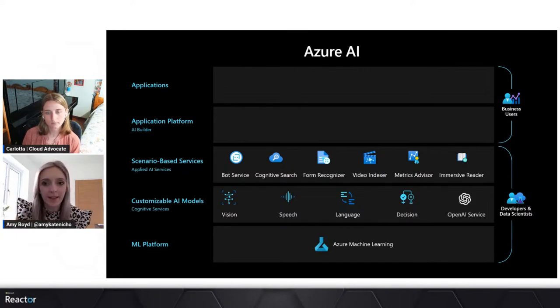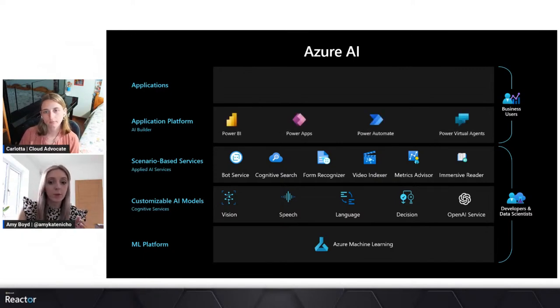But what then appeared, you'll just notice, is the OpenAI service. So back in November 2021, that was introduced as something that we were going to be partnering on. But then in January 2023, OpenAI became generally available and the partnership with Microsoft continued to carry on. And so the Azure OpenAI service has landed as part of our customizable AI models.